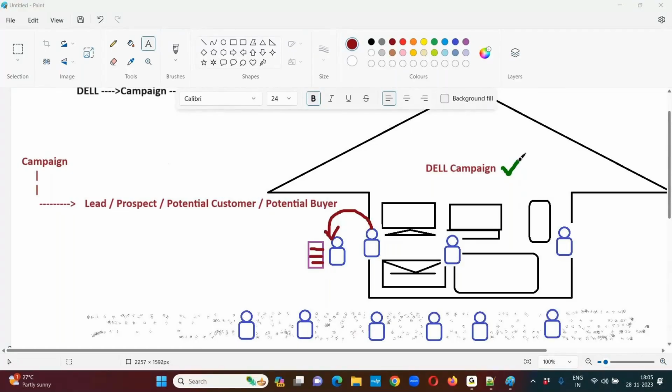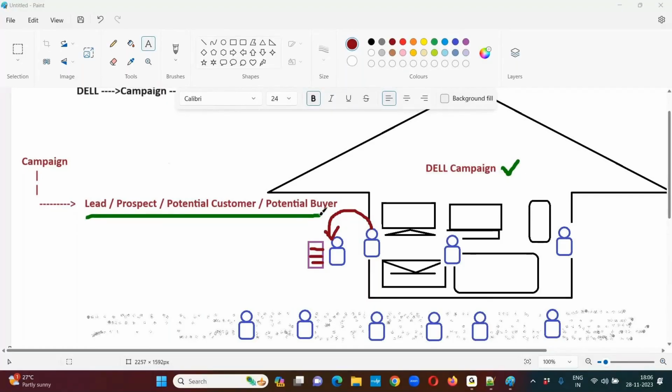Now, who is capturing these leads? Marketing people. How are they capturing? By conducting various marketing channels like campaigning or stalls, TV advertisements, theater advertisements. They keep on using the various marketing channels in order to promote the products. During that promotion, if anybody shows interest, we collect that information as marketing people. So the people who showed interest in our product or service are called leads or prospects or potential customers, also called potential buyers.